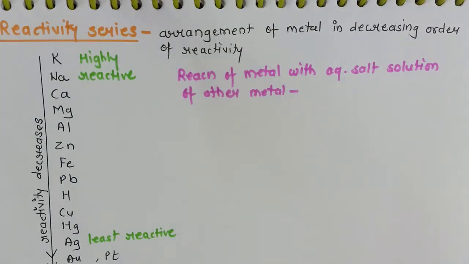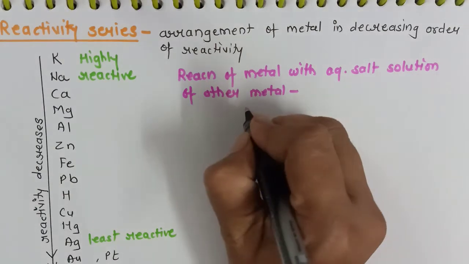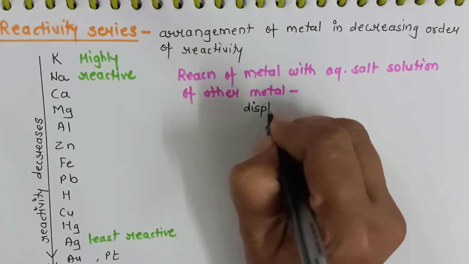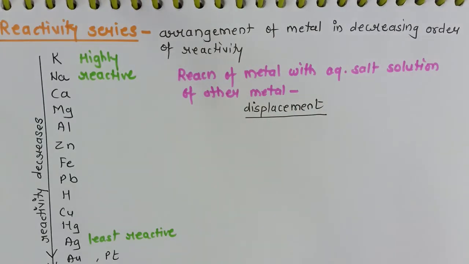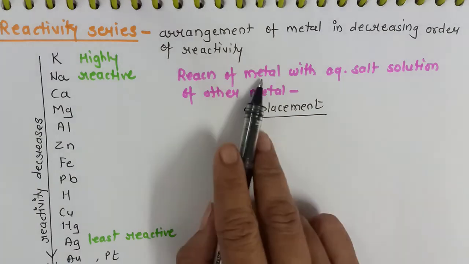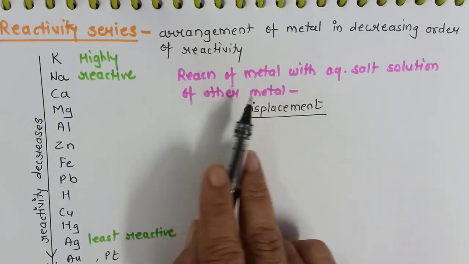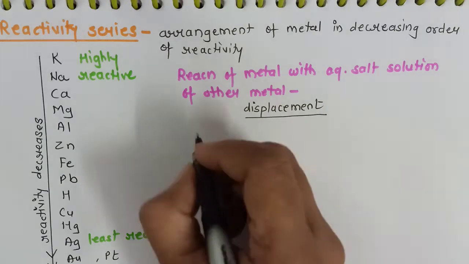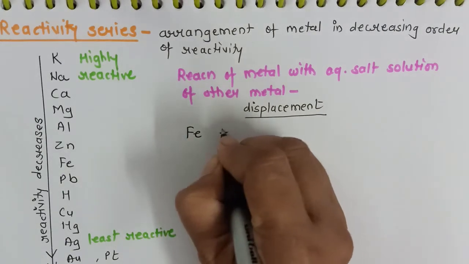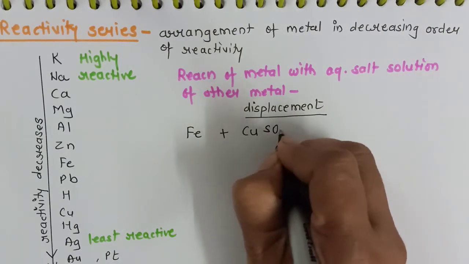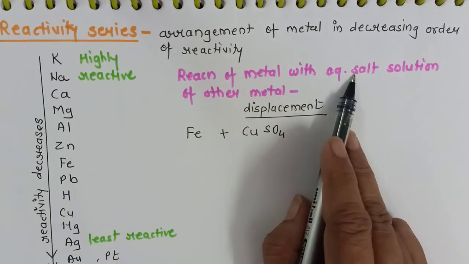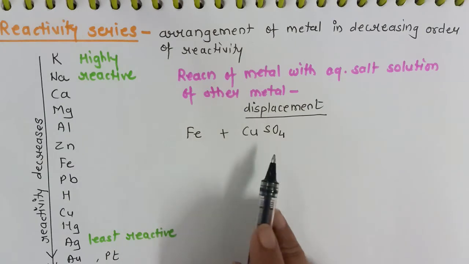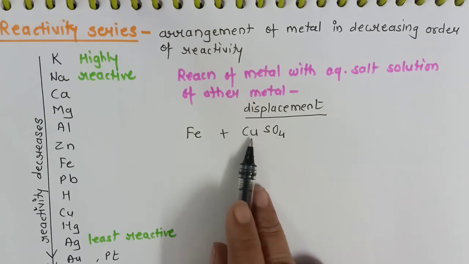The heading appears to be very complicated, but it is a very simple reaction, and that is what we have already studied in chapter number 1, displacement reaction. Now whenever a metal reacts with aqueous salt solution of other metal, what happens? For example, iron, when it is treated with copper sulfate. So metal iron, aqueous salt solution of other metal. So I have taken aqueous salt solution of copper.